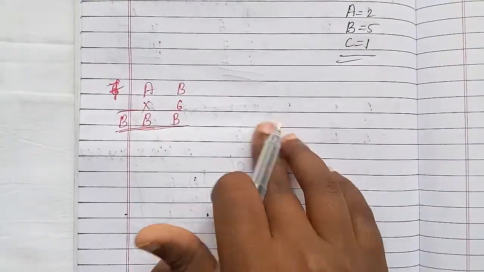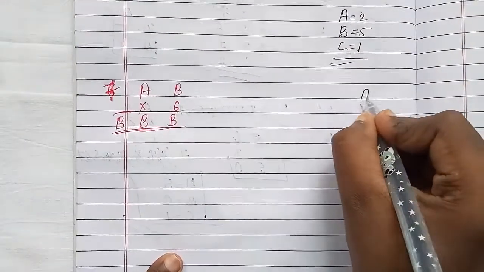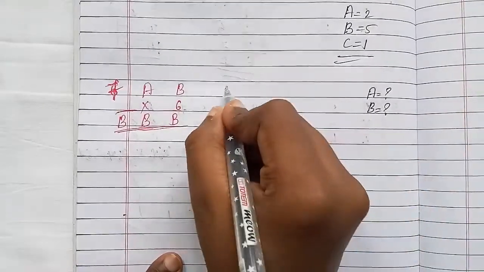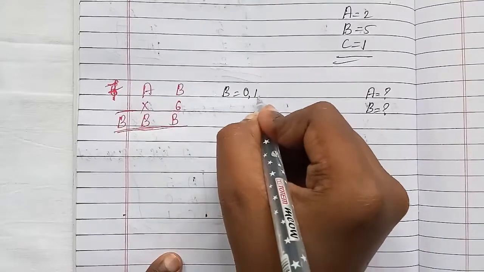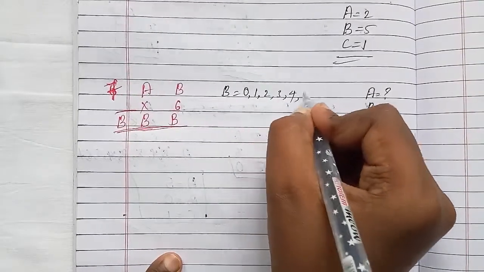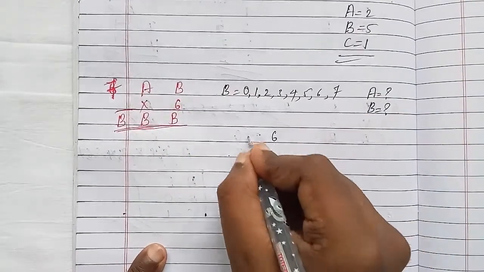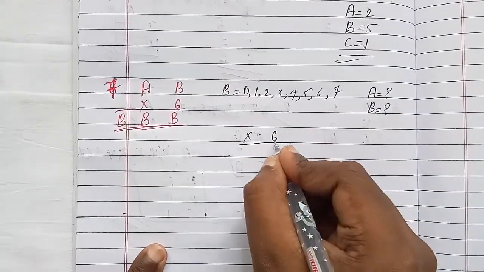Come to the seventh problem. We did not know the value of A and B. See, B is equal to 0, 1, 2, 3, 4, 5 and 6 and 7. I will take the value of B is 0.